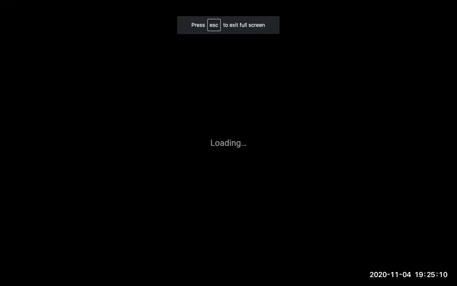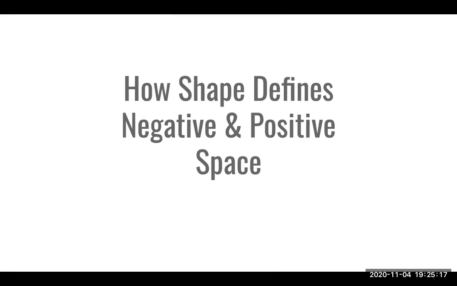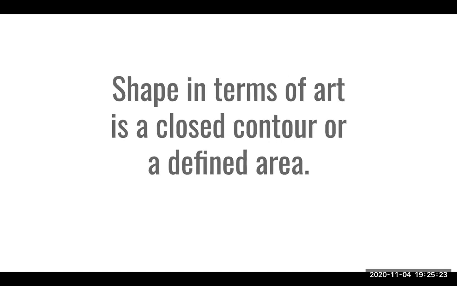This is a presentation called How Shape Defines Negative and Positive Space. And we'll also go into some instructions on how to do your next project. Shape in terms of art is a closed contour or a defined area.